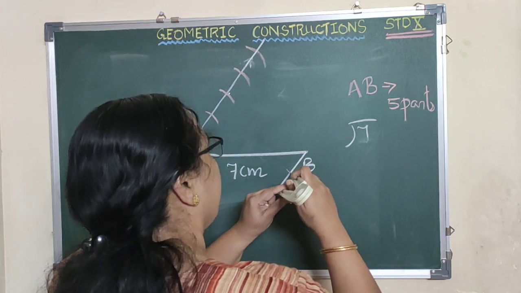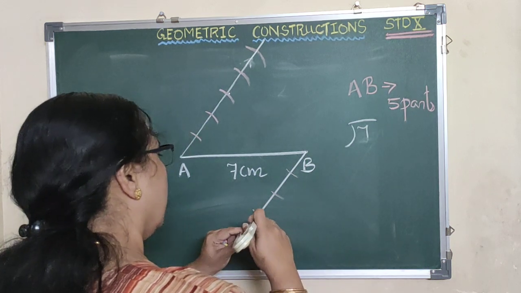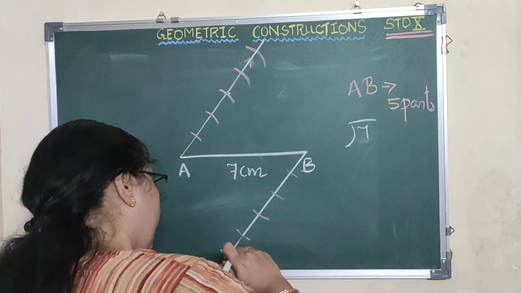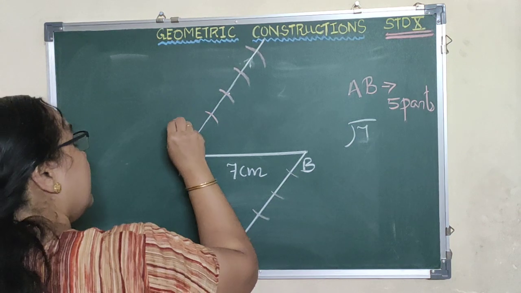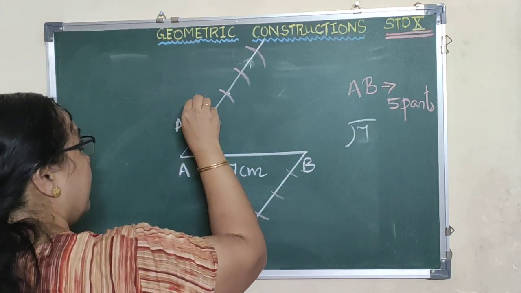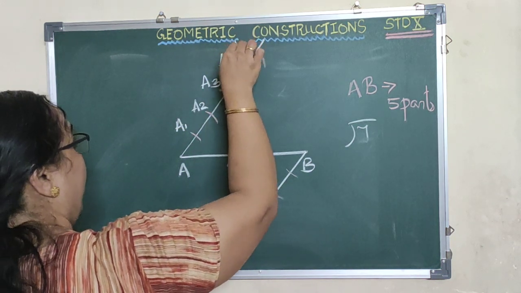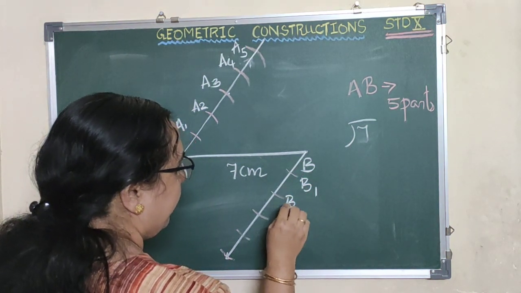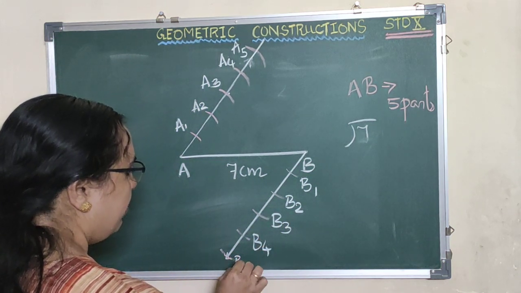1, 2, 3, 4, 5. After doing this, you have to join. So I name this as A1, A2, A3, A4, A5. Same way B1, B2, B3, B4 and B5.